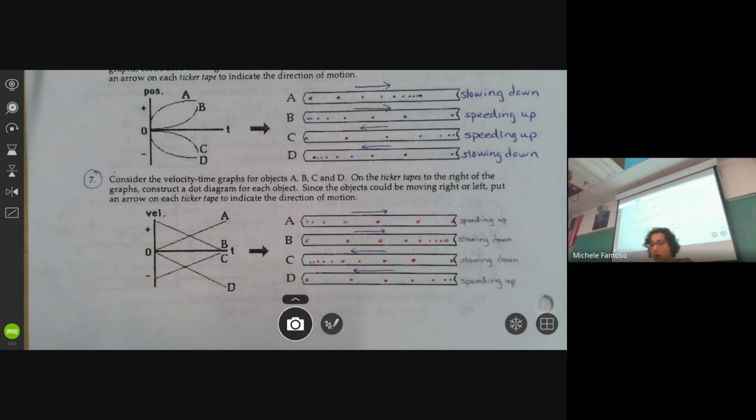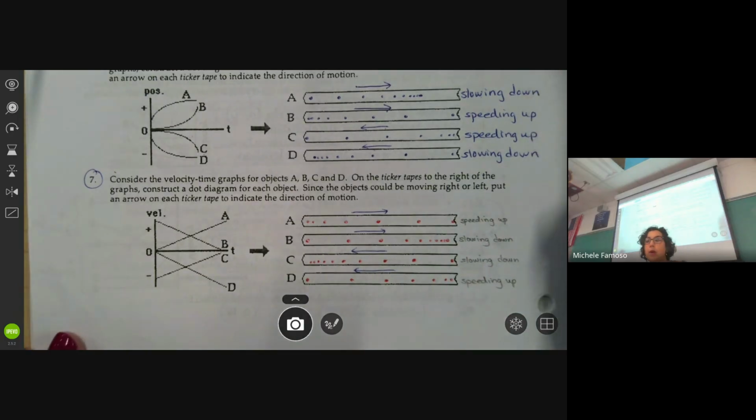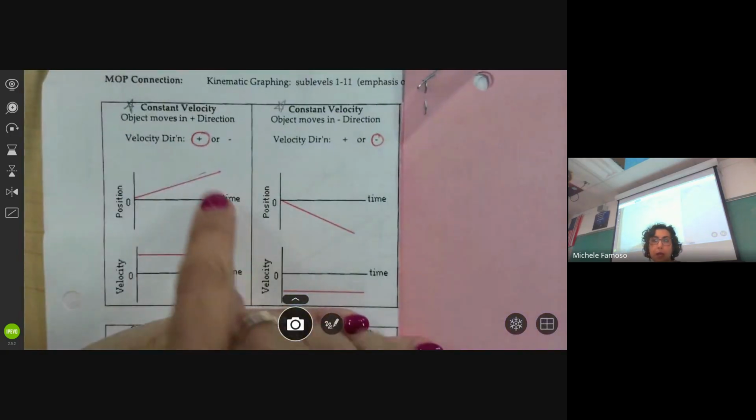All right, any questions on page 12? All right, let's look at the last page of the homework, page 13. The first 2 will be on tomorrow's test.